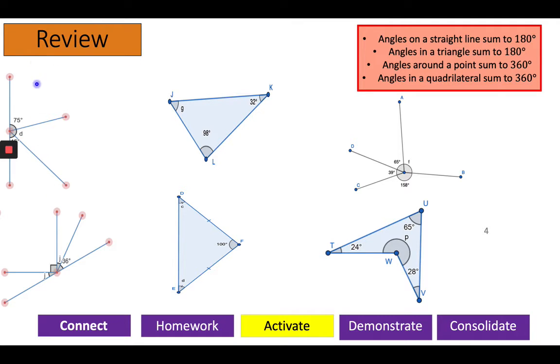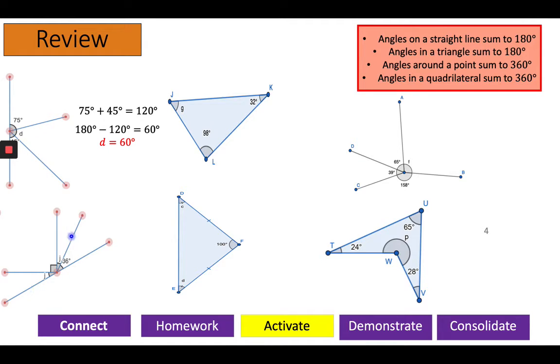Here we have a straight line, which we know must mean that angles on a straight line sum to 180 degrees. So we add our known angles, 75 plus 45, which equals 120 degrees. We then subtract that from 180, and we get 60 degrees. Therefore, our angle D must equal 60 degrees.